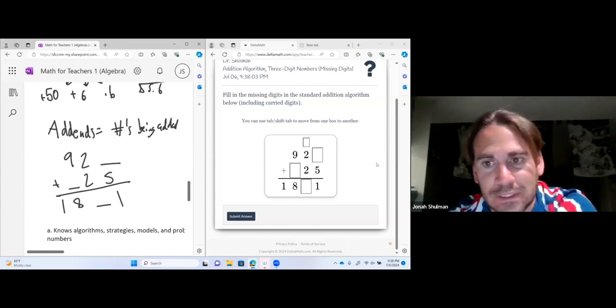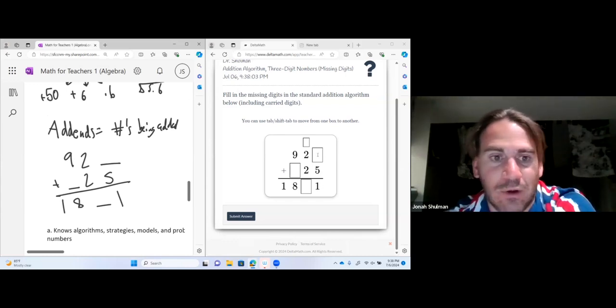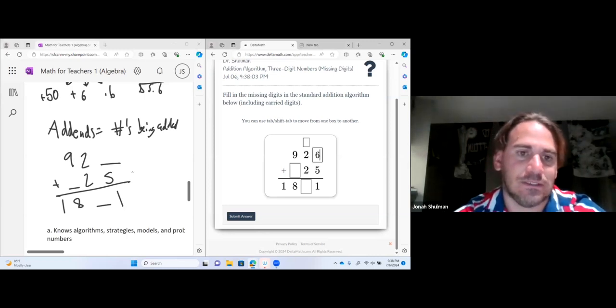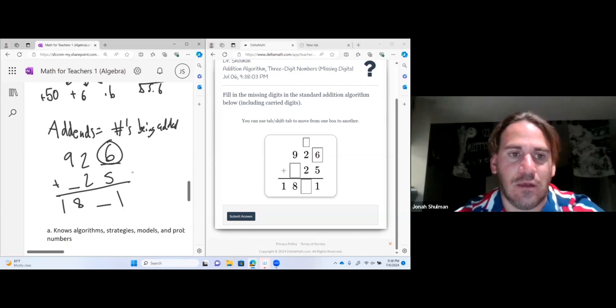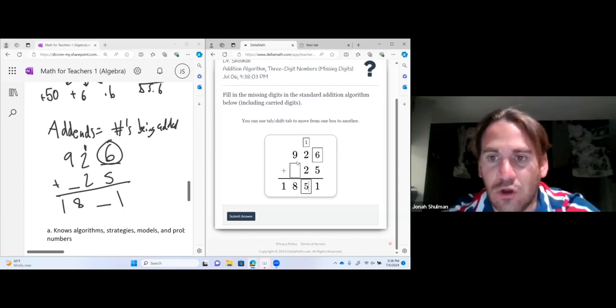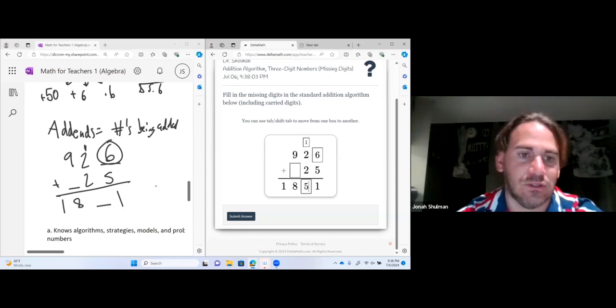So how are we going to put these in? Well, this has got to be 11 because there's a 1 here and we're adding. So this has got to be a 6. So there's my 6. Which makes us have to carry the 1. Then there's our 5. 2 plus 2 is 5. 4 plus 1 is 5, which is great. So we have these two.